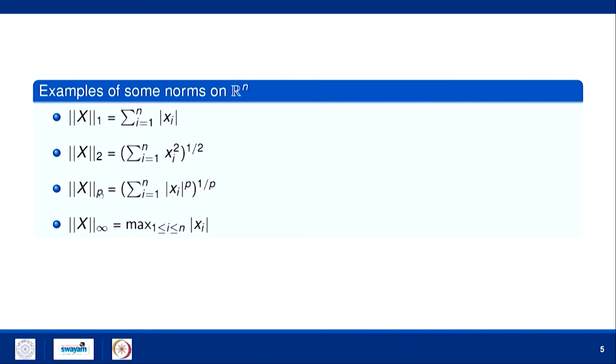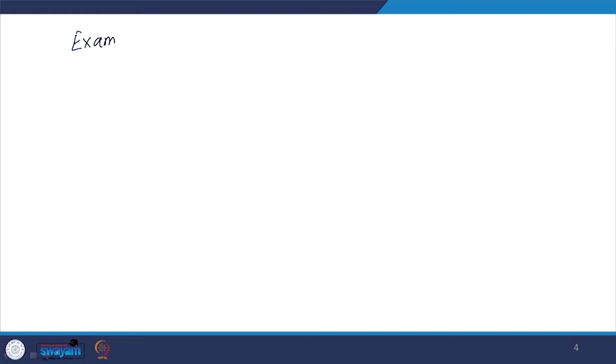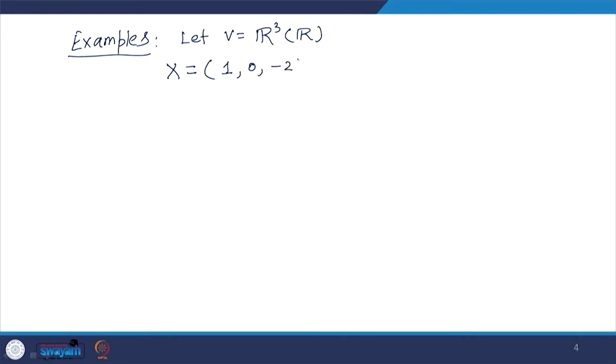Then we have the p norm. Again, you take the power p of the absolute value of each component of vector x and sum all of those, and then we take the pth root of the sum. If you want to see some examples, let the vector space be R3 defined on R. Now, take a vector x in R3 formed by 1, 0 and -2.